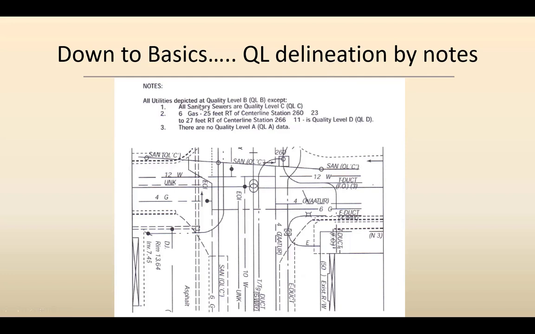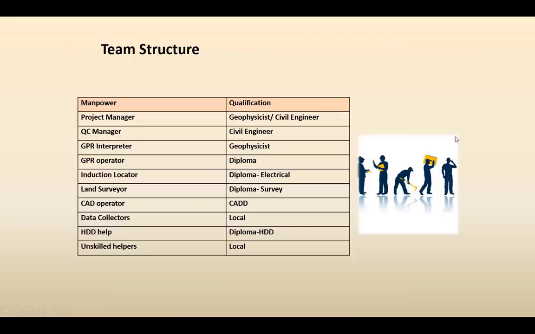QL delineation by notes, one example: all sanitary sewers are quality level C. That means the sewers have not been detected at quality level B, and whatever information is there is based on picking up the manholes using surface land surveying techniques. 6-inch gas, 24 feet right of center line, this one is quality level D. That basically means this data has been taken from background information and there are no quality level A data. It means no excavation has been done in this area. So these kinds of notes also supplement the information which otherwise would have to be put in with every utility.